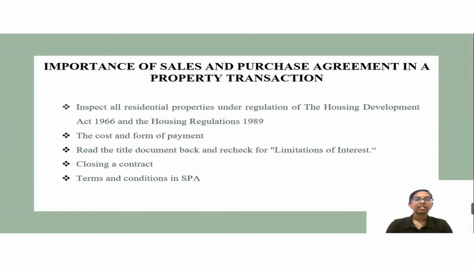Besides that, it is crucial for both the seller and buyer to keep track of their costs and form of payment written in the SPA, as it can identify any potential problem areas through a reliable validation process throughout the review of the SPA. Furthermore, when buying or selling property, it is important to read the title document and recheck for the limitation of interest. A limitation of interest limits the landowner's ability to deal with his property.